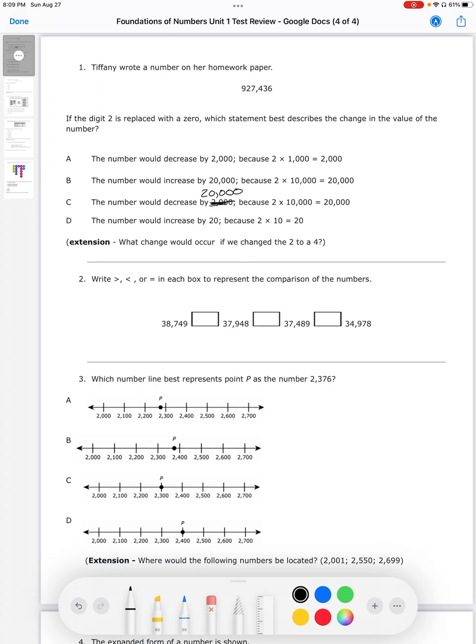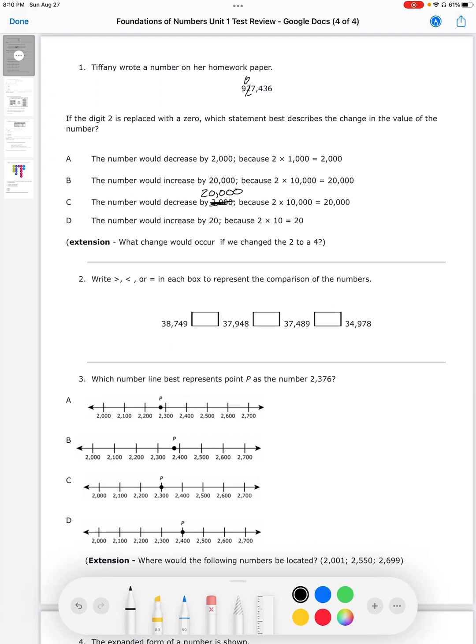Number 1 says, Tiffany wrote a number on her homework paper. The number she wrote was 927,436. If the digit 2 is replaced with a 0, which statement best describes the change in the value of the number? Well, if we change this 2 to a 0, we know the number got smaller. It decreased.